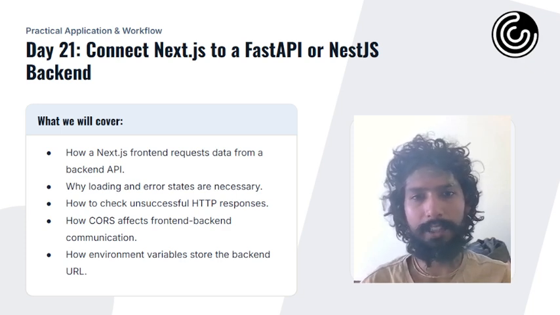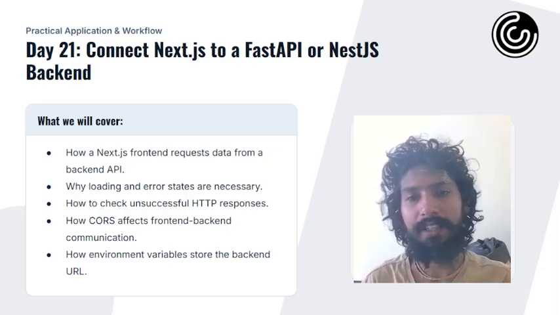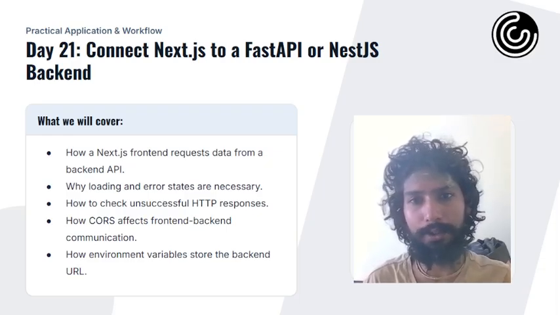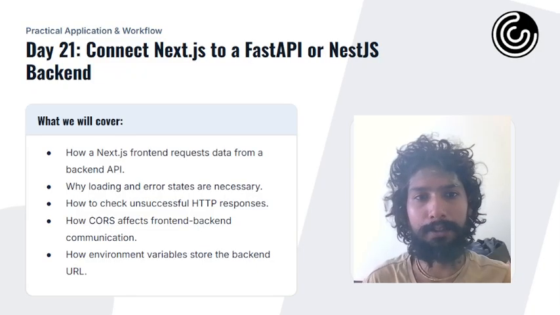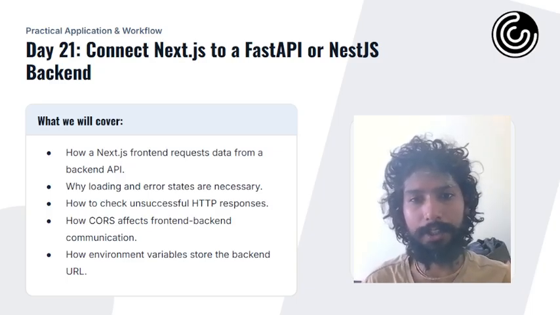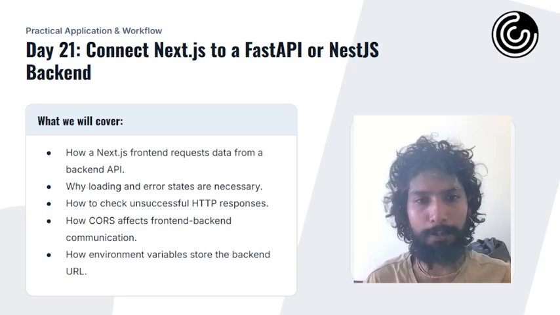Today we are going to connect our Next.js frontend to a real backend API. Until now, our course page was either displaying hard-coded data or data stored directly inside the frontend project. But real applications usually do not work like that. The frontend is responsible for displaying information. The backend is responsible for providing and managing that information.